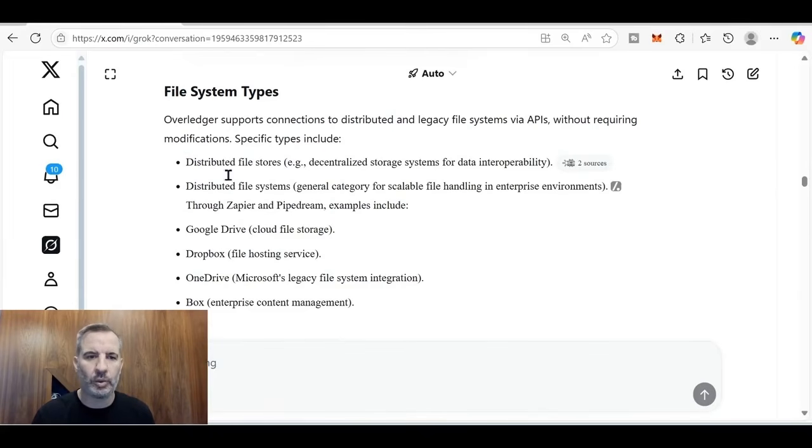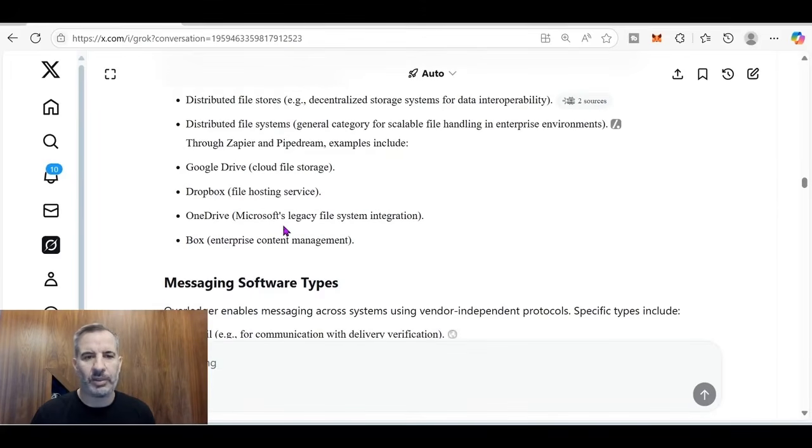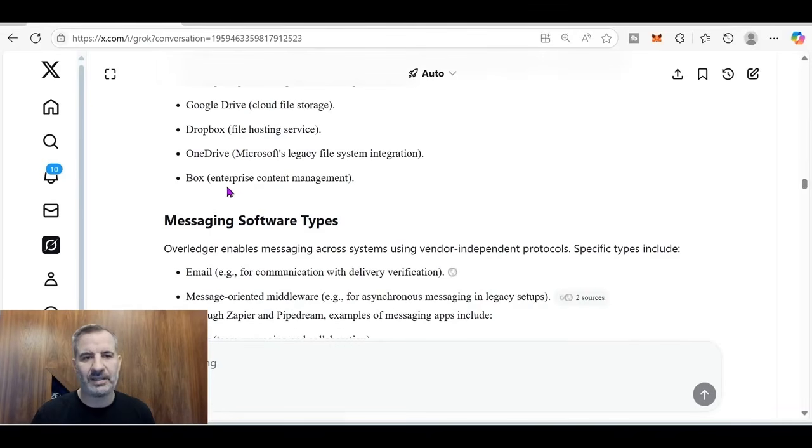Specific types include distributed file stores, decentralized storage systems for data interoperability, and distributed file systems, like Zapier and Pipedream, so any cloud can be connected. Dropbox, for example, so any file hosting services can be connected into Quant. Systems like OneDrive, which is Microsoft's legacy file system integration, can be connected to Quant. That's enterprise content management. So any management software, any CRM software, anything you can think of can be connected to Quant.